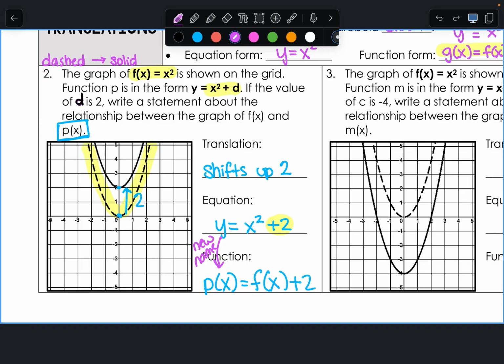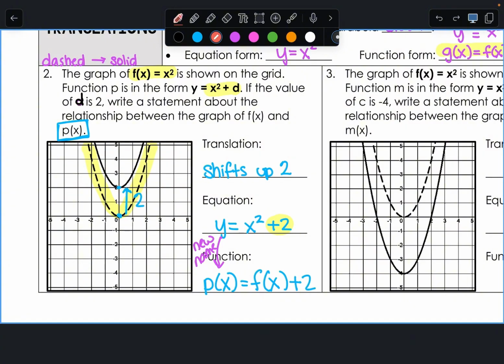Now, this is going to come up on your assignment. It asks, what happens to the axis of symmetry here? What does the axis of symmetry do? What is the axis of symmetry again?